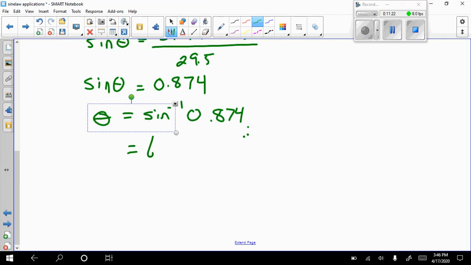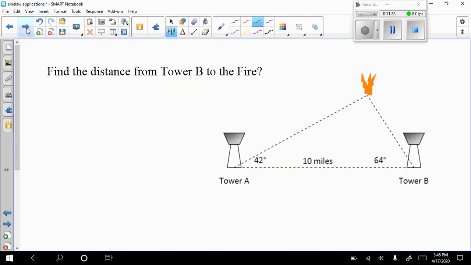So that equals 61 degrees. Okay, so we can use sine law to solve for an angle as well. Okay, let's try a couple of application questions here. So this one says, find the distance from tower B to the fire.